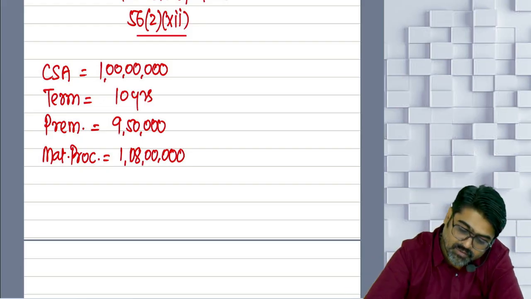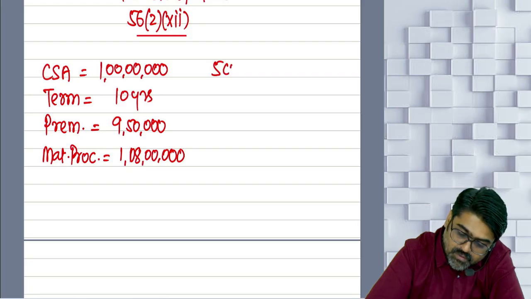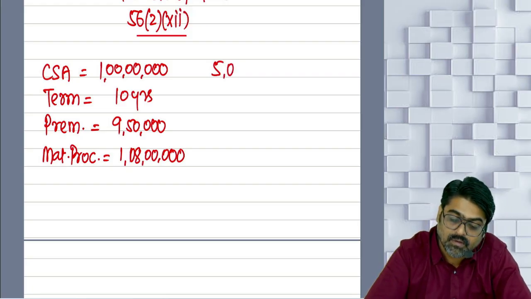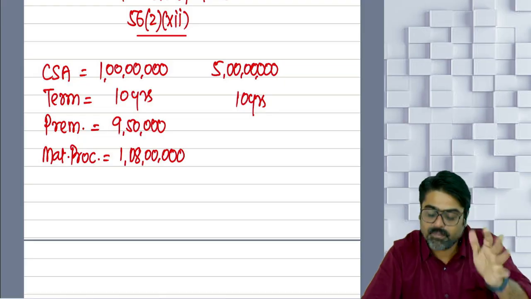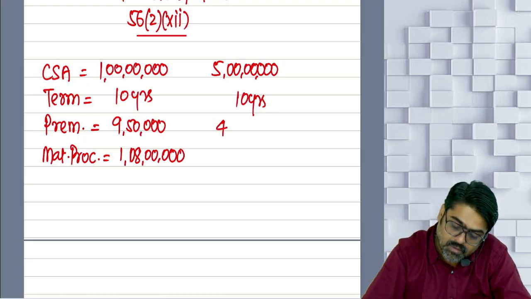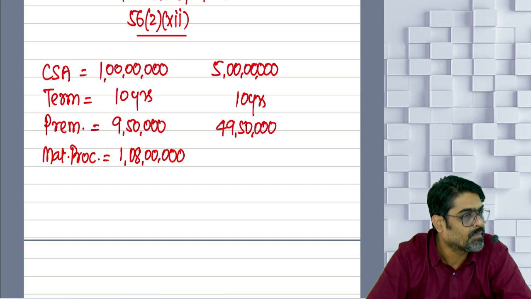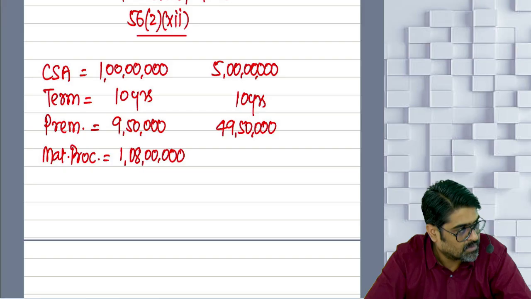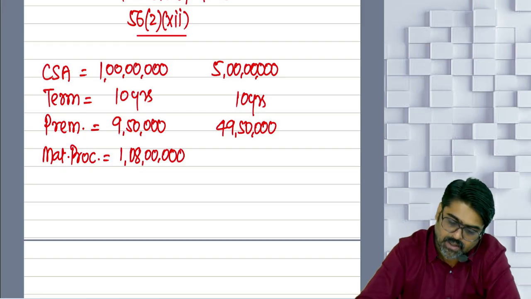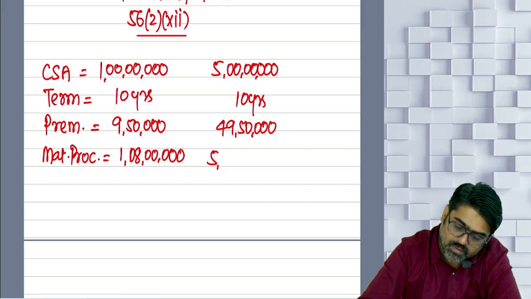Now what if that same policy was taken for 5 crores? Getting my point? Policy was taken for 10 years. For example, every year premium is 49 lakh 50,000. And on maturity, you are going to get 5 crore 30 lakhs.